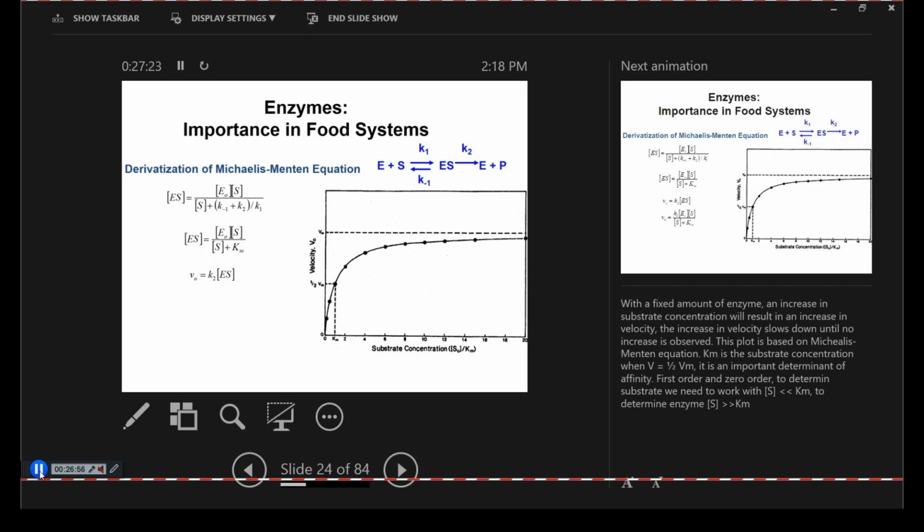Going back to my initial equation, which is the velocity for the product formation, it is equal to the rate constant K2 times the concentration of the ES complex.